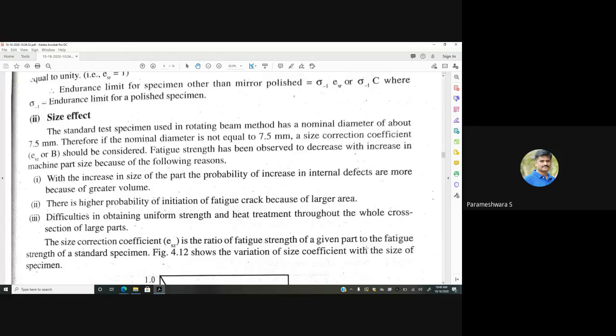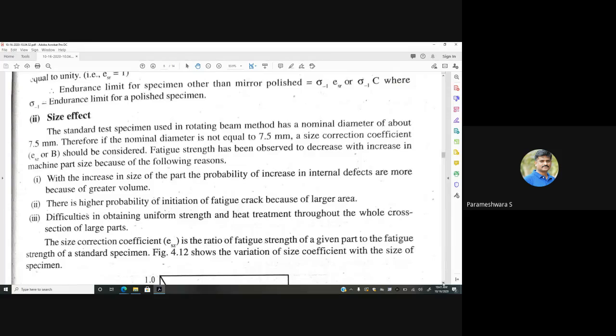So what are the reasons? With the increase in size of the part, the probability of internal defects is higher. If the size of the specimen is more, the probability of internal defects is also more. And there is a higher probability of initiation of fatigue cracks because of the larger area. Area contributes to the initiation of the fatigue crack and also its propagation. Another reason is difficulties in obtaining uniform strength and heat treatment throughout the whole cross section.